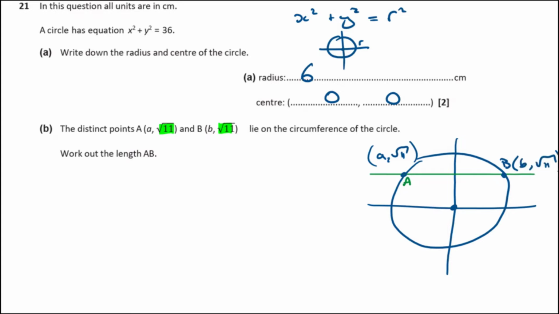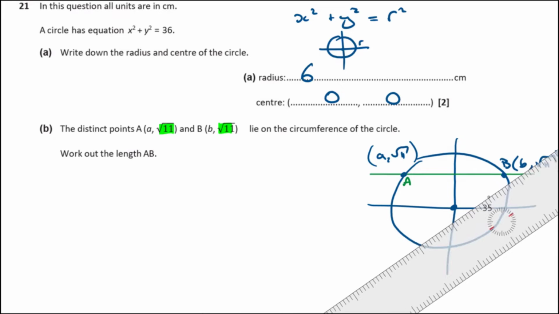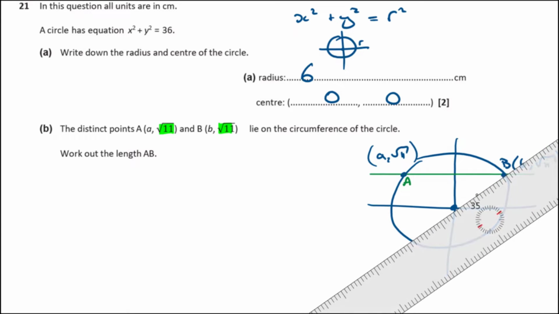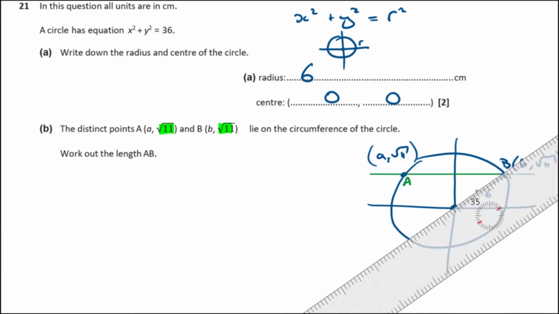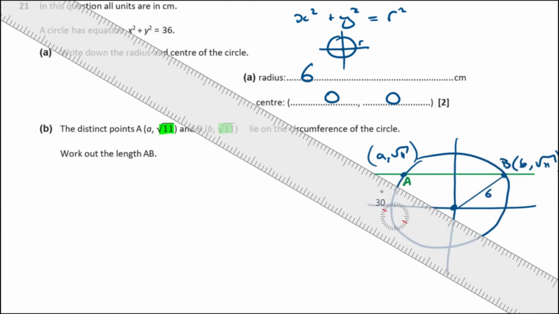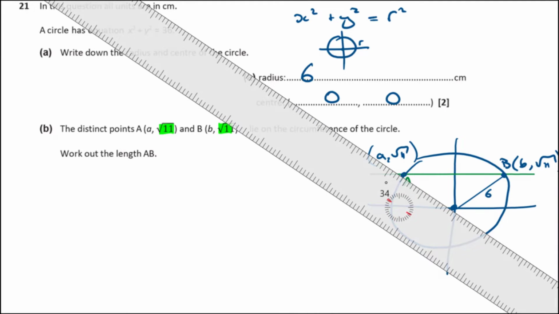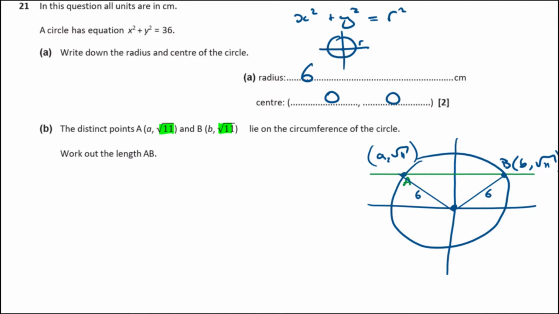Okay, what do I want to do? I want to work out the length of that line AB. So I want to know how long that line is. Okay, well, how can I do that? Well, let's add some more lines in. I know that line, that's the radius of the circle, and I know that's length 6, and I know that one as well. That's also a radius of a circle, so that's also length 6, and I know the height of the line above the x-axis is root 11.